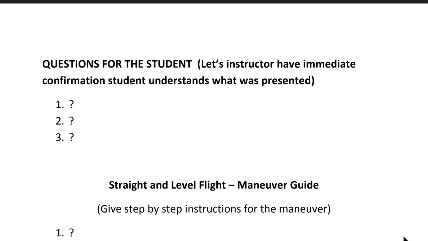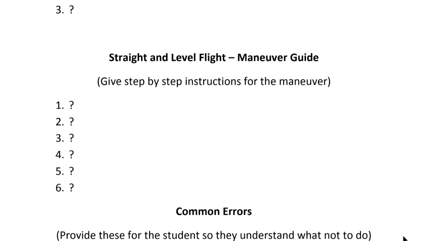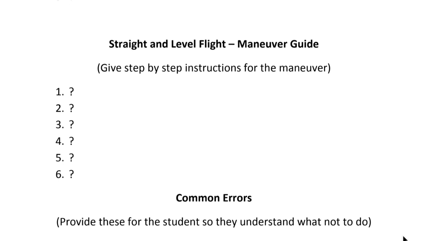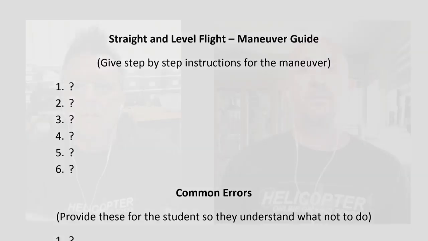Then below that, it's just titled Maneuver Guide, Straight and Level Flight Maneuver Guide, or maybe Slope Landings Maneuver Guide. This is where you can put step-by-step instructions on performing that particular maneuver. And again, the number of steps is going to be dependent on the type of maneuver that you're teaching. Auto rotations may have quite a few more. Straight and level flight might have a few less. You don't know until you sit down and actually start writing these things out.